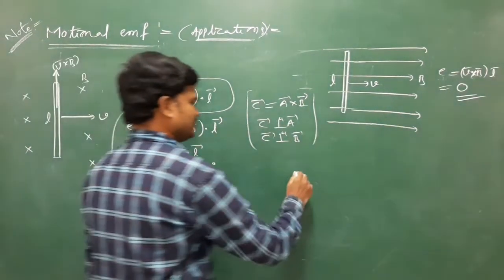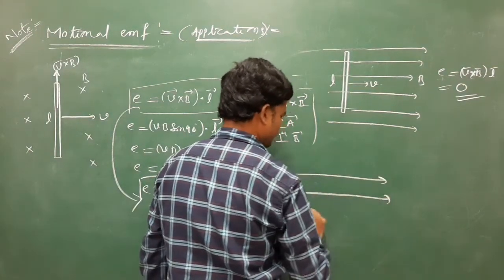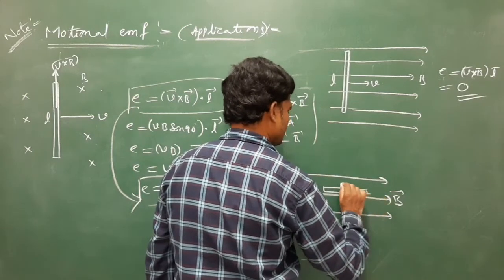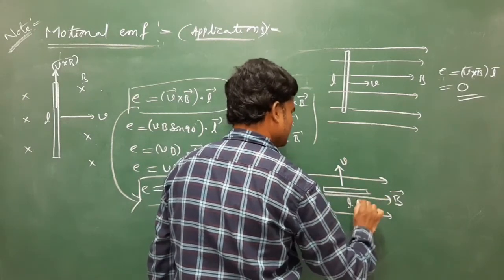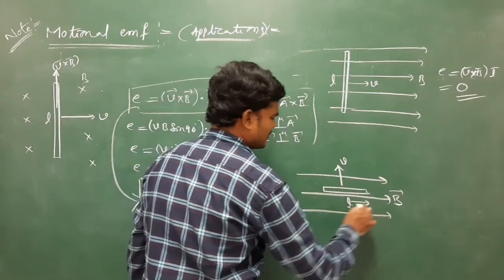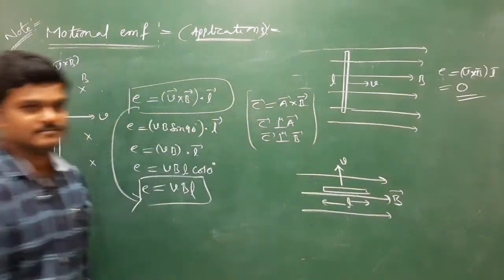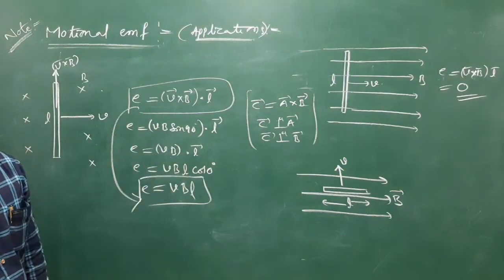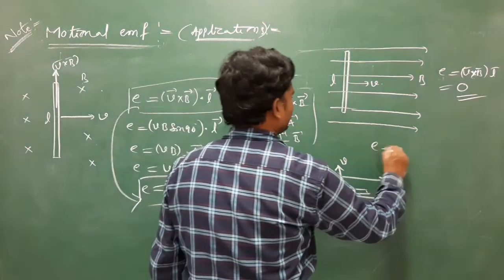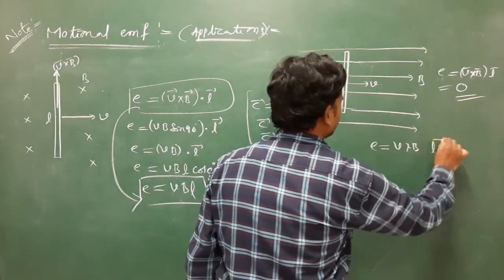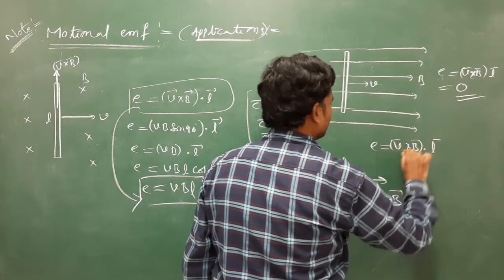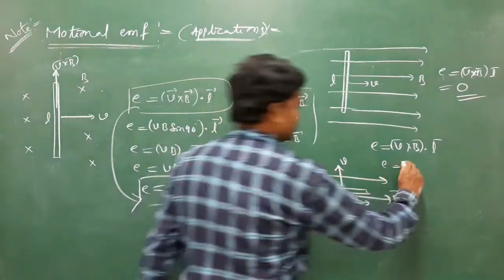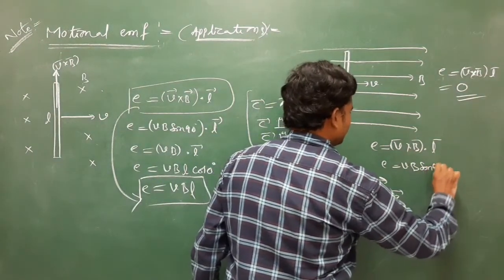You try this. Think carefully. Magnetic field is in this direction. Rod moving upward. Length is L like this. Length and B are parallel, but V is moving up. Then decide it. Again, use the same formula. E is equal to V cross B dot L. So what is the angle between V and B? 90. So you can write V B sin 90. That's not a problem.